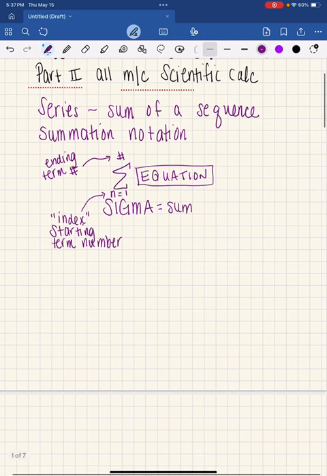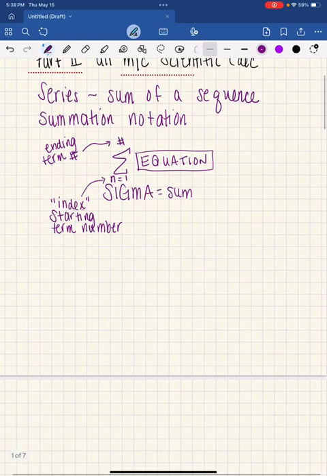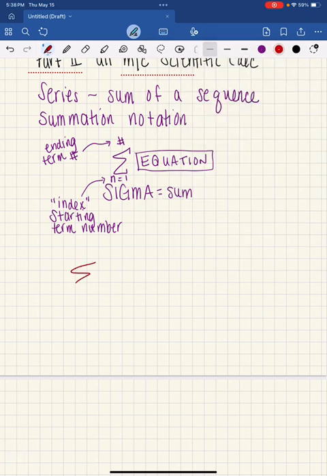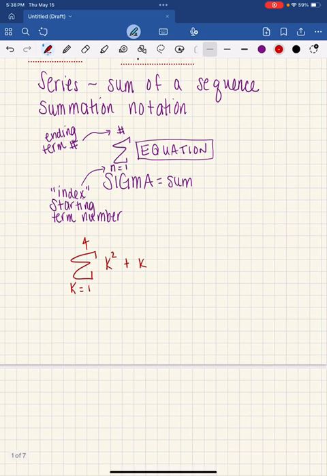Okay, so this is what it looks like, and have your calculator handy. If I ask you to find the sum, sigma, this fancy looking S, and I'm going to use K, and it doesn't matter, K goes from 1 to 4 of K squared plus K. Notice how I said that: K goes from 1 to 4 of K squared plus K.